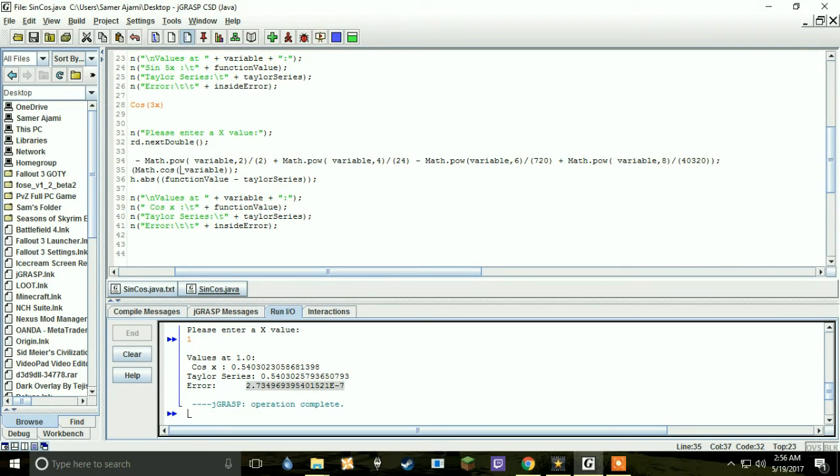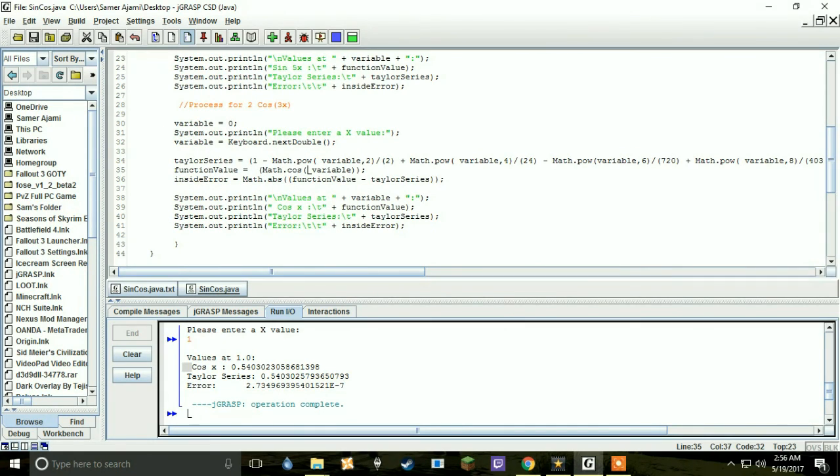There you go. That's how the program works. I know, look at that. It even says cosine now. The first time it said 2 cosine 3x. Done.